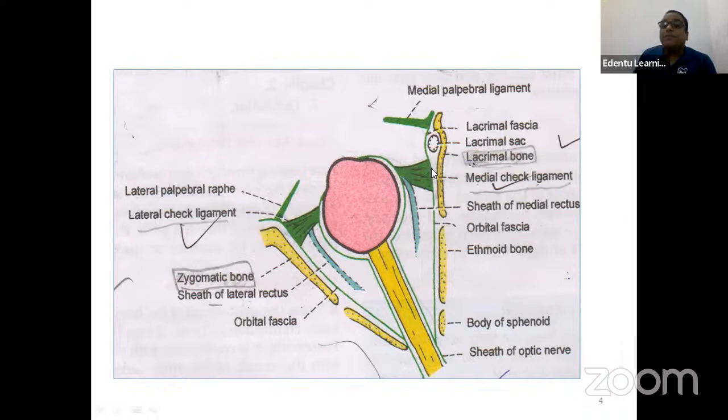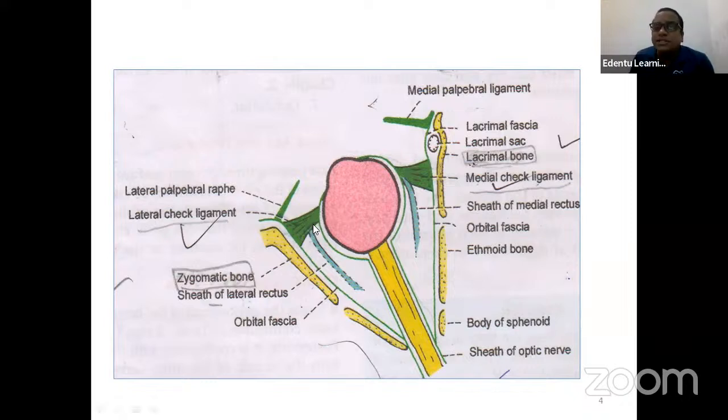Medial side means which bones are here? Lacrimal bone will be here. Lacrimal sac we have here, right? Lacrimal gland we have here. Lacrimal sac is in the center. So lacrimal bone is there, towards the medial side. So this green color extension, like the curtain you are seeing, is called the medial check ligament. MCL, medial check ligament.